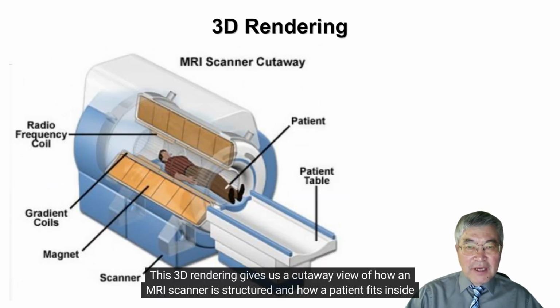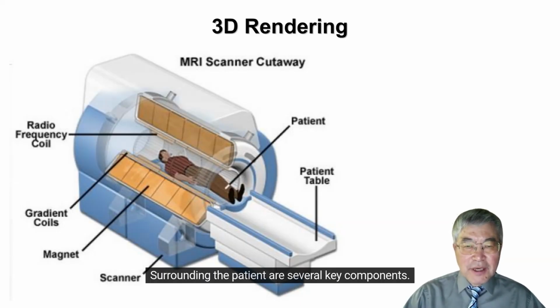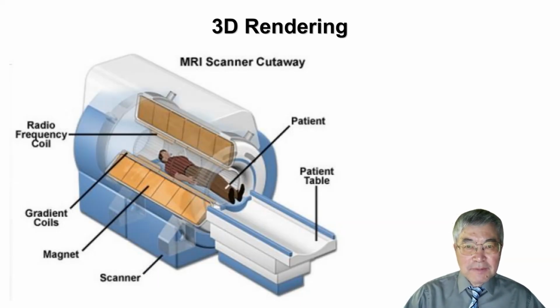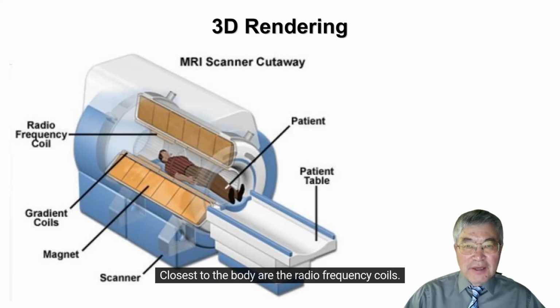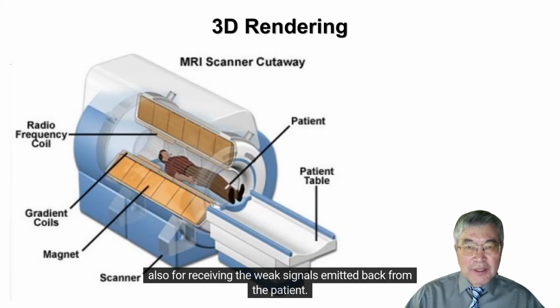This 3D rendering gives us a cutaway view of how an MRI scanner is structured and how a patient fits inside the system. At the center, you see the patient lying on the patient table, which slides into the bore of the scanner. Surrounding the patient are several key components. Closest to the body are the radio frequency coils. These coils are responsible for transmitting the RF pulses that flip the spins inside the tissue, and also for receiving the weak signals emitted back from the patient. Without these coils, no imaging would be possible.